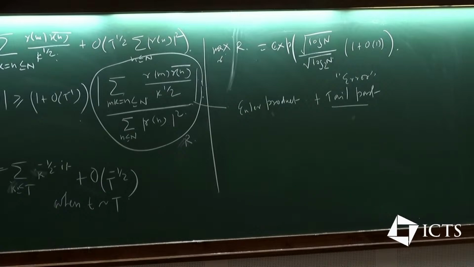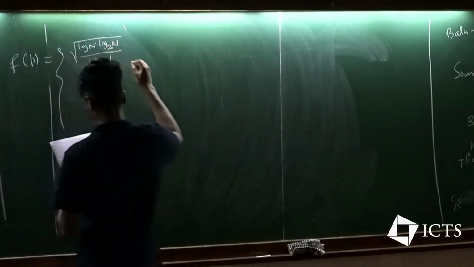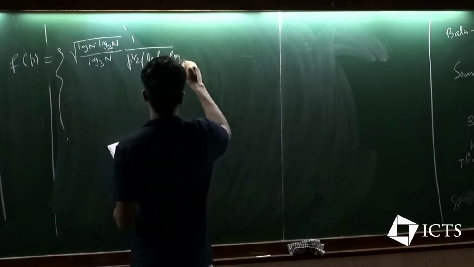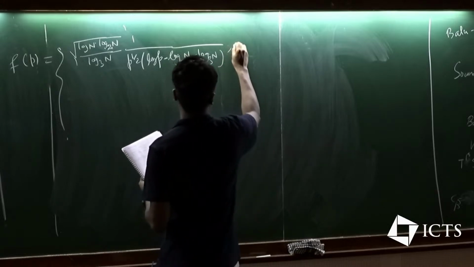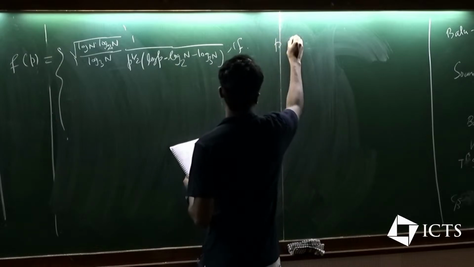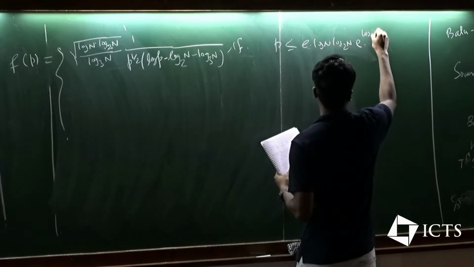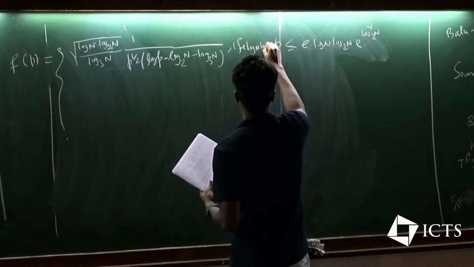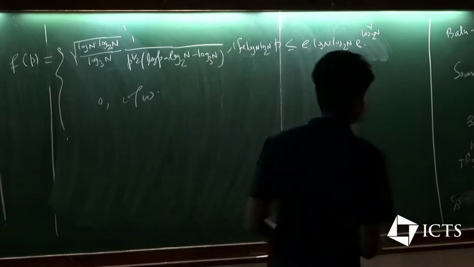So the resonator they are taking log 2n, log n, log 3n, log 2n divided by log 3n, and 1 over p to the power half times log p minus log 2n minus log 3n. And this is if your p is in between e times log n log 2n and e to the power log 2n whole power gamma, and this is 0 otherwise.